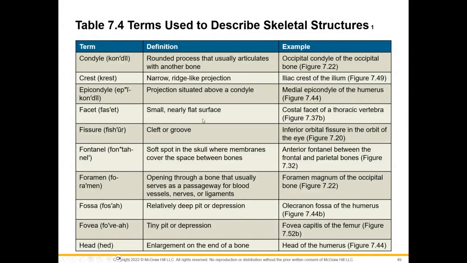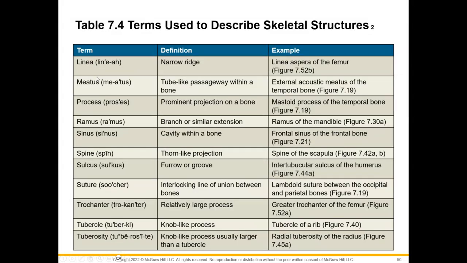Facets, small or nearly flat surfaces. Fissures are clefts or grooves. Fontanelles, these are soft spots in the skull where the membranes cover the space between the bones. A foramen is an opening through a bone, often a passageway like for blood vessels or nerves or ligaments. A fossa is a deep pit or depression. A fovea is a tiny pit or depression. And a head of bone is an enlargement on the end of a bone.